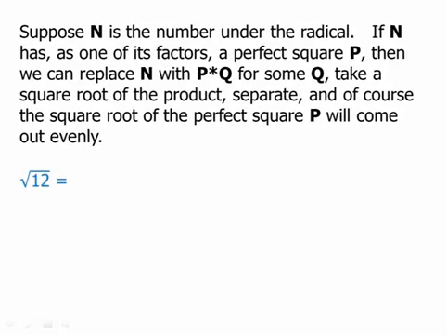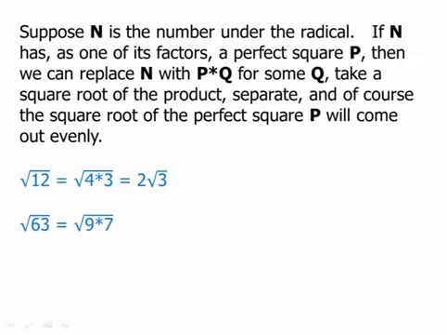For example, 12 is divisible by a perfect square. 12 is divisible by 4. So we write this as 4 times 3. We take the square root of 4, and of course that's 2. So we get 2 root 3. 63 is divisible by 9. So we can write this as square root of 9 times 7. The square root of 9 becomes 3. So I get 3 root 7.